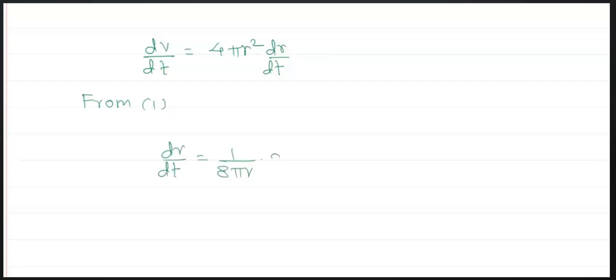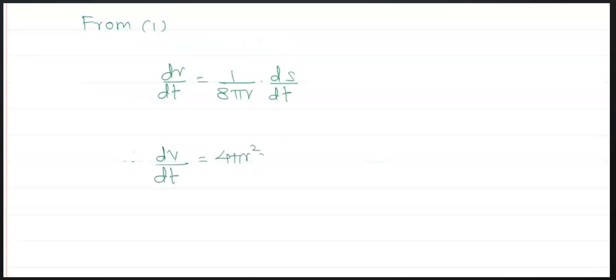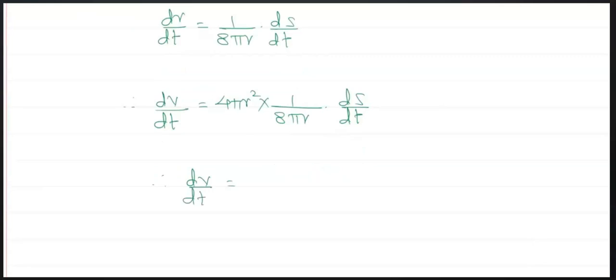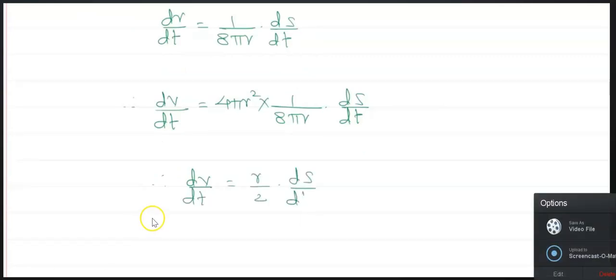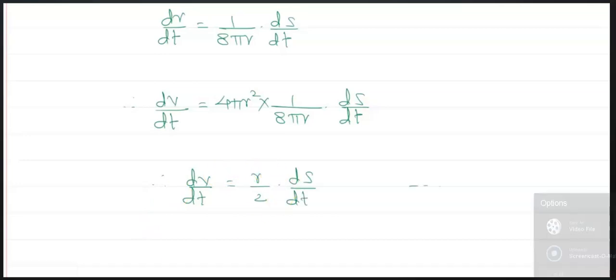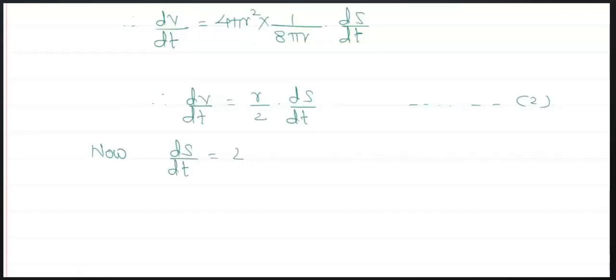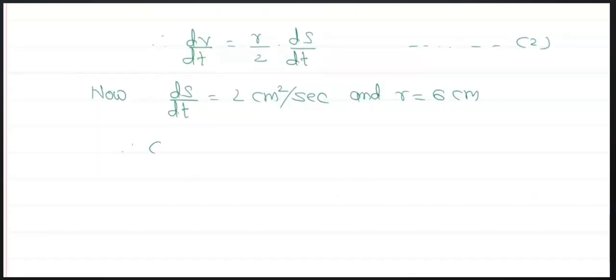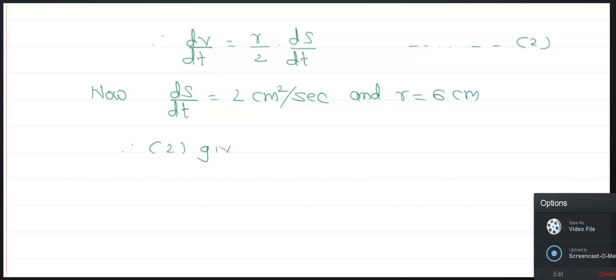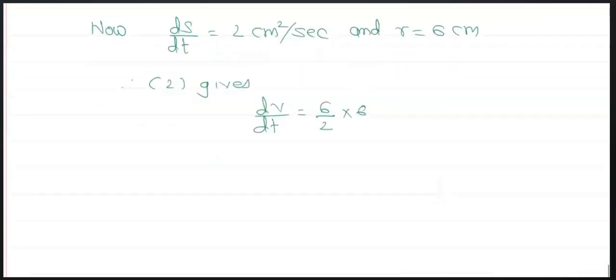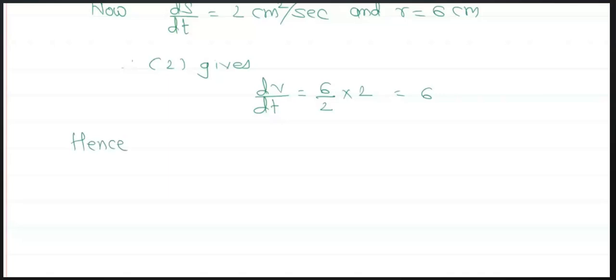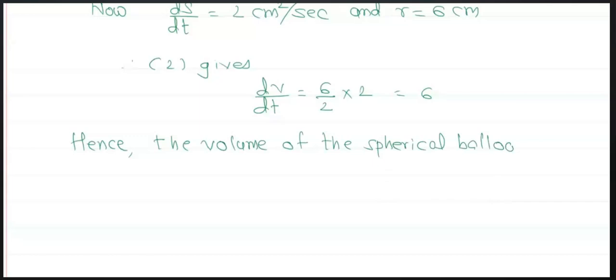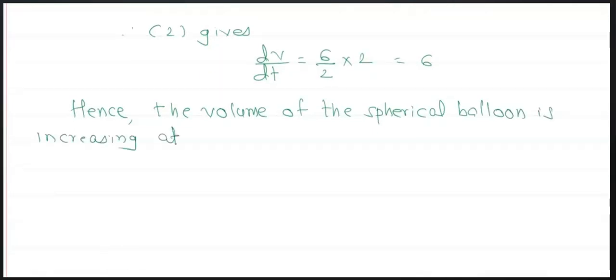From above, dr upon dt is 1 upon 8 pi r into dS upon dt. Substituting the value, you will get dV upon dt is equal to r upon 2 into dS upon dt after simplification. Now, dS upon dt is 2 centimeter square per second and we want to find the volume rate when r is equal to 6. Substitute r is 6 and dS upon dt is 2. Therefore, that is equal to 6. Hence, the volume of the spherical balloon is increasing at the rate of 6 cm cube per second.